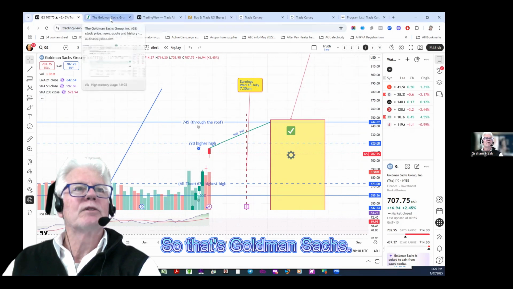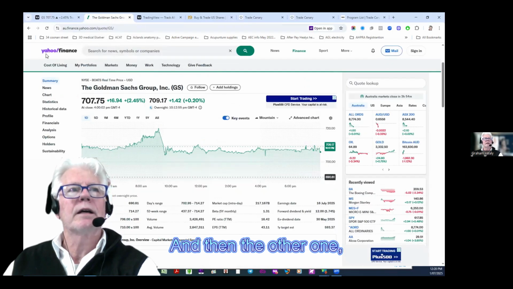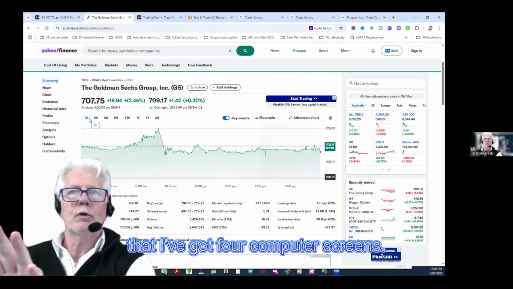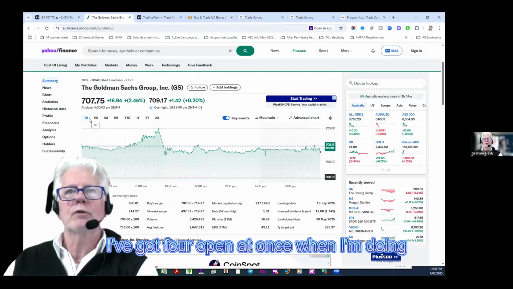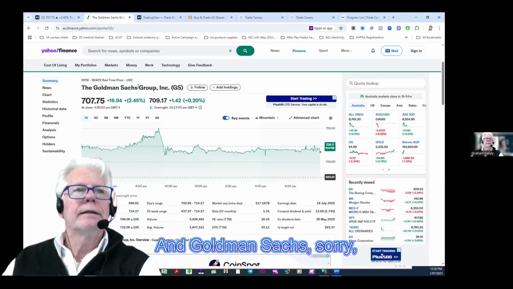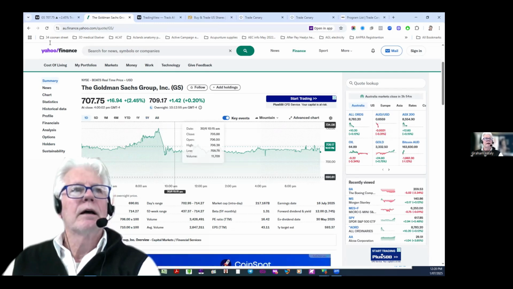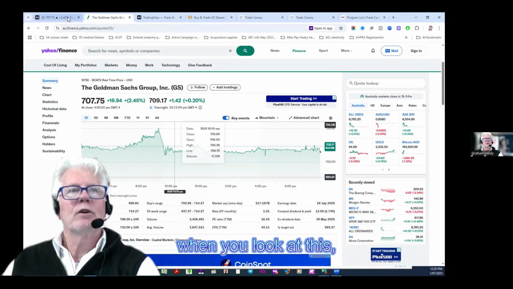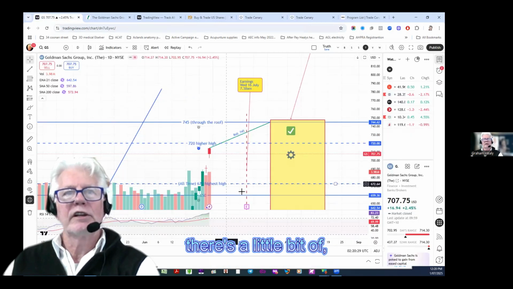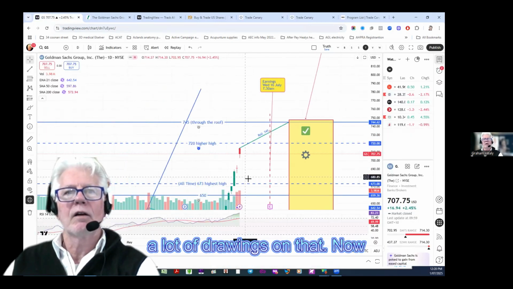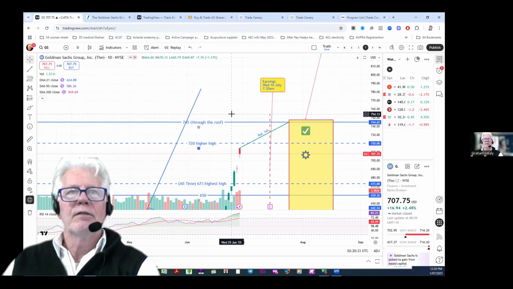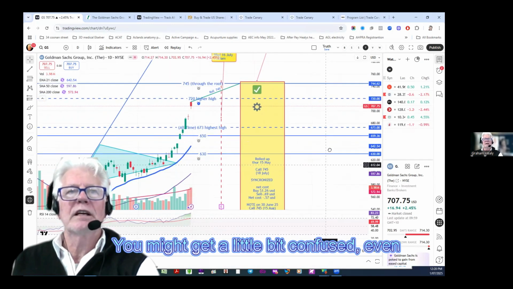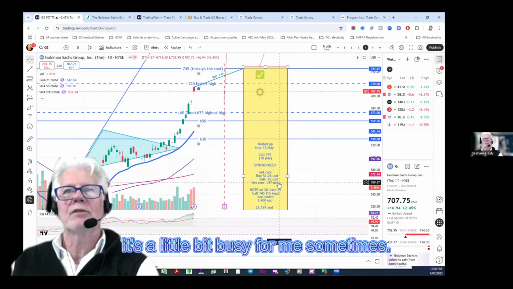So that's Goldman Sachs. And then the other one, there's a series of websites that I use. I've got 4 computer screens. I've got 4 open at once when I'm doing trading. And for Goldman Sachs, Yahoo Finance is a great site, because on the other chart I've got a lot of drawings on that. Now, that's relevant to me. You might get a little bit confused. Even it's a little bit busy for me sometimes.